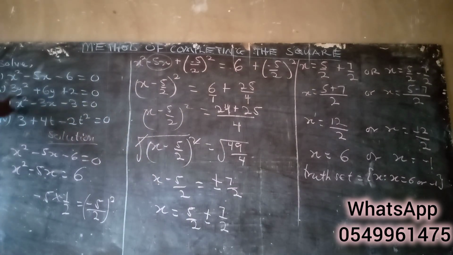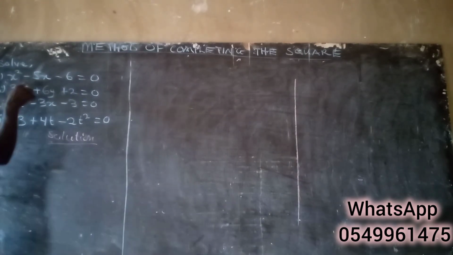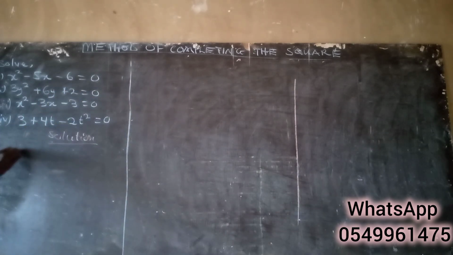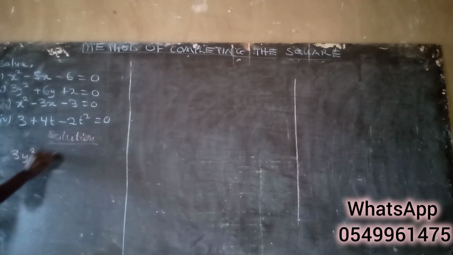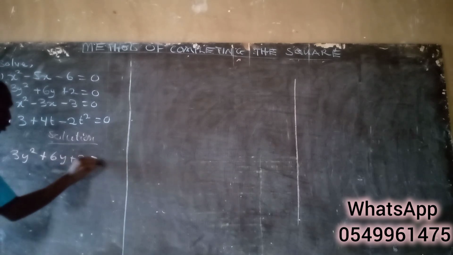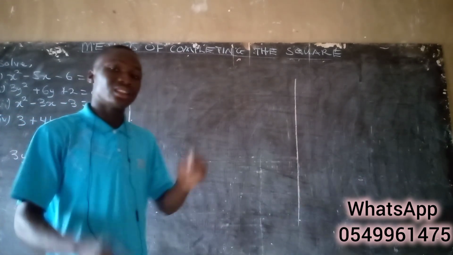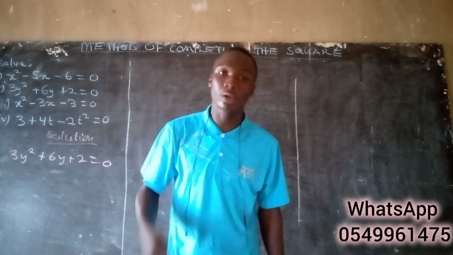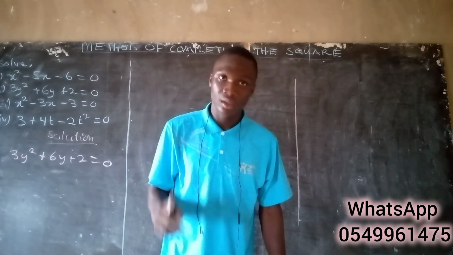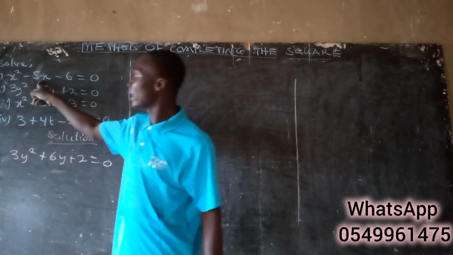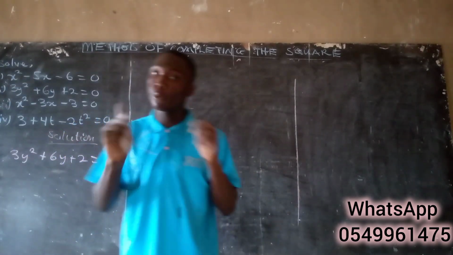We have 3y squared plus 6y plus 2 is equal to 0. Let's solve this one. Our first step is that we have to make the coefficient of x squared be 1. For the previous question, it was already 1, so we had no problem.